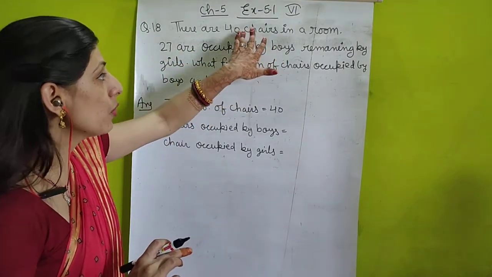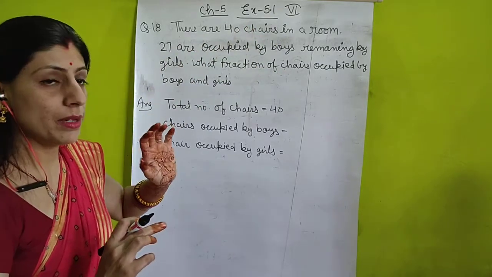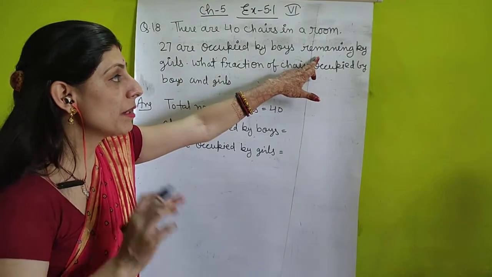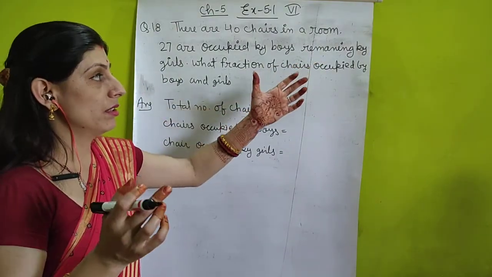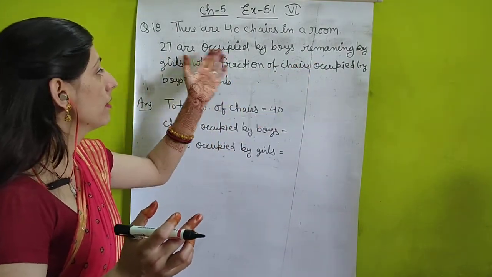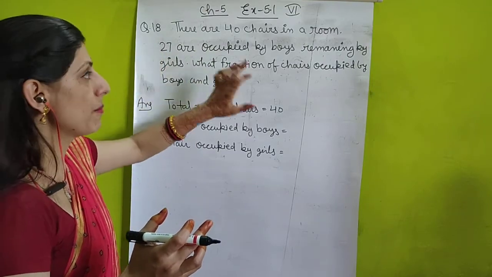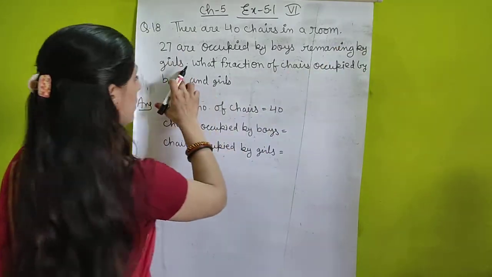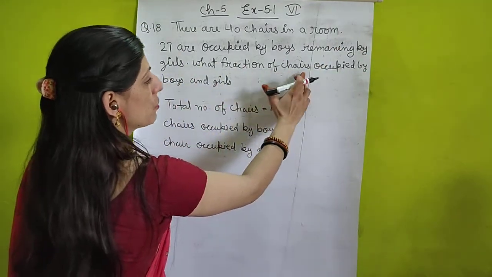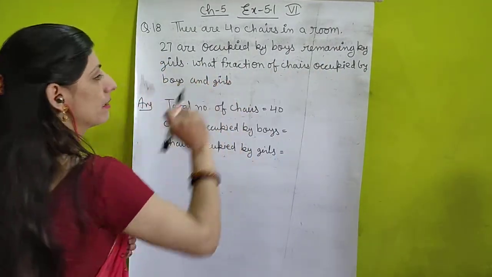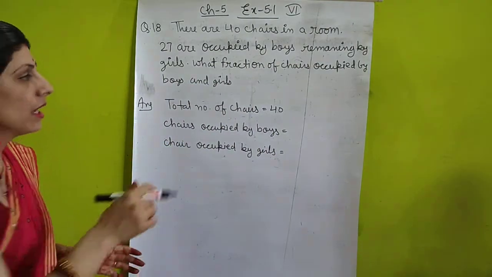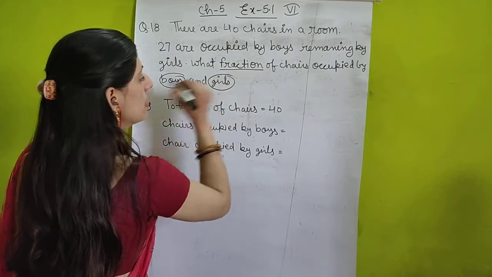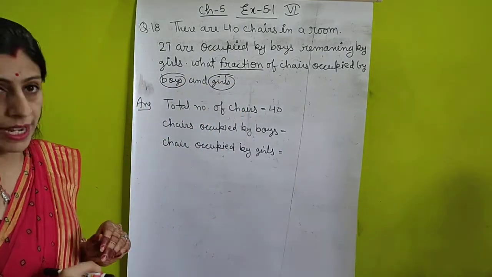It means out of 40, boys are occupying 27 chairs. Remaining means, after 27 chairs are occupied by boys, how many are remaining? Means the extra chairs remaining are for girls. What fraction of chairs is occupied by boys and girls? You are to write down the fractions for the chairs occupied by the boys and for the girls also. For both fractions we will write here.